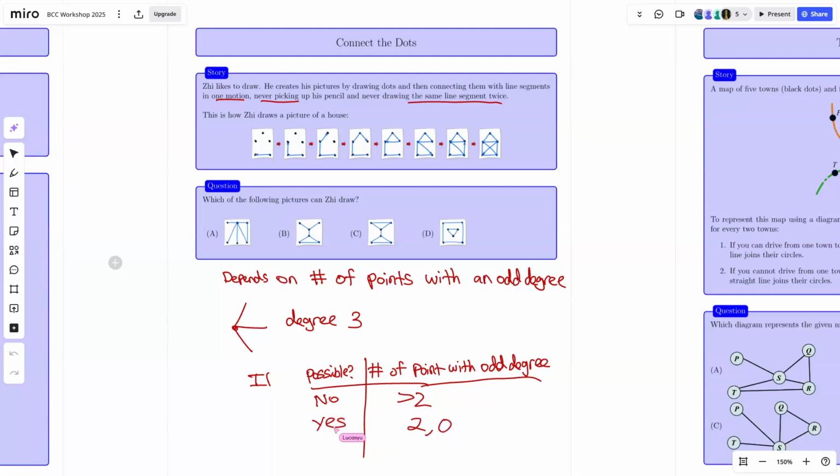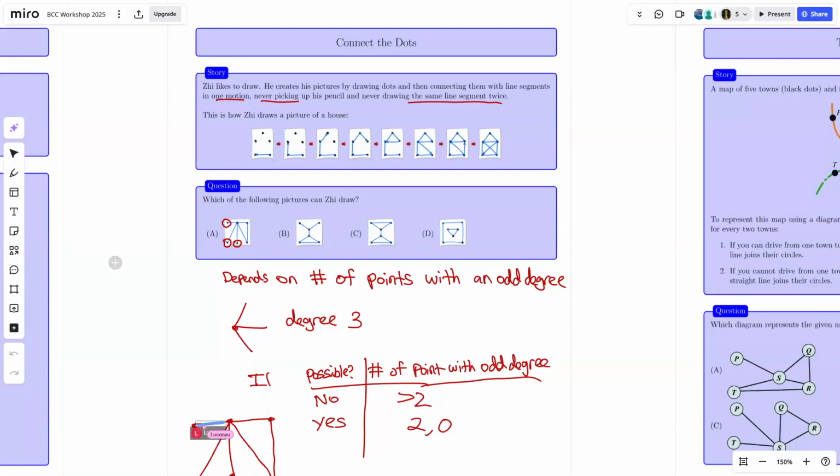Why is this? For example, let's look at choice A. This point has only one line coming out of it, and therefore it is a degree of 1, which is odd. Similarly, these 2 points also have degree of 1. Bear with me for a sec. Let's look at this line here.